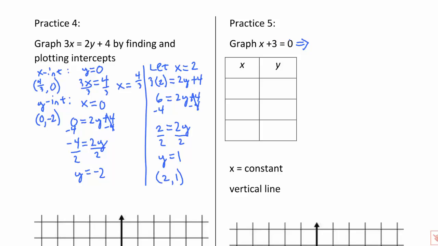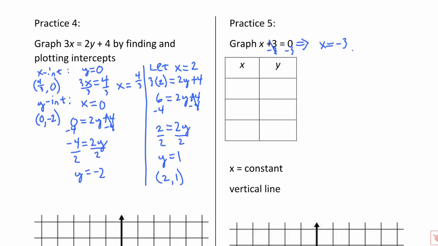If you were just asked to solve this equation, that means get the variable by itself, what would you do? That's right, you would subtract 3 from both sides. That would tell me that x is equal to -3.